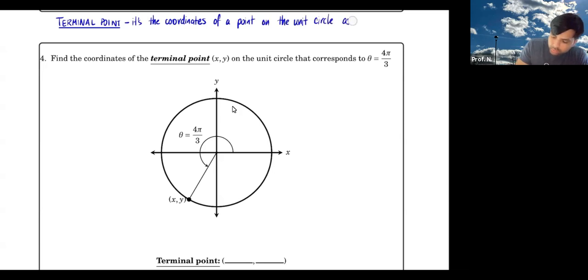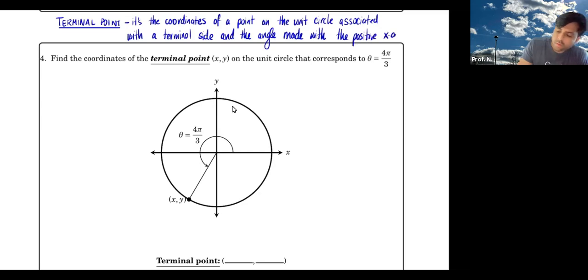associated with a terminal side and the angle made with the positive x-axis. So that's what the terminal point is. It's just a coordinate, the coordinates of a point on the unit circle.